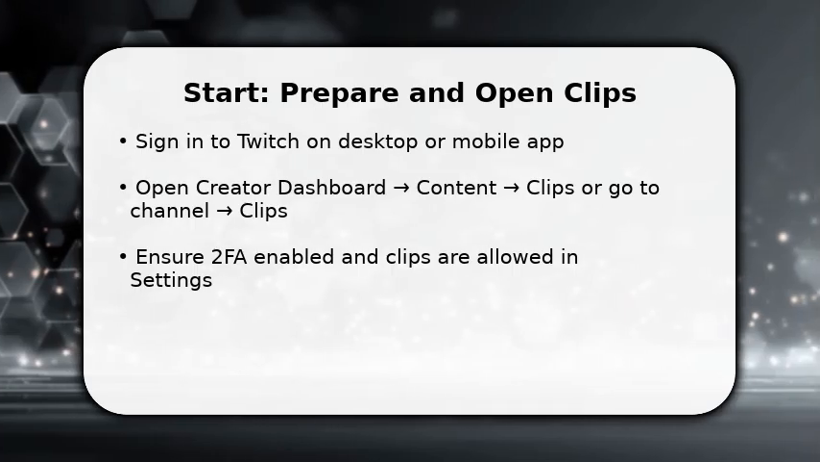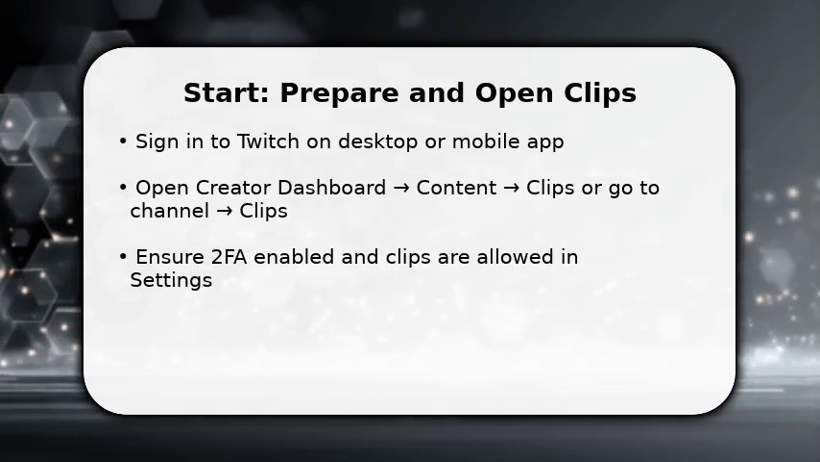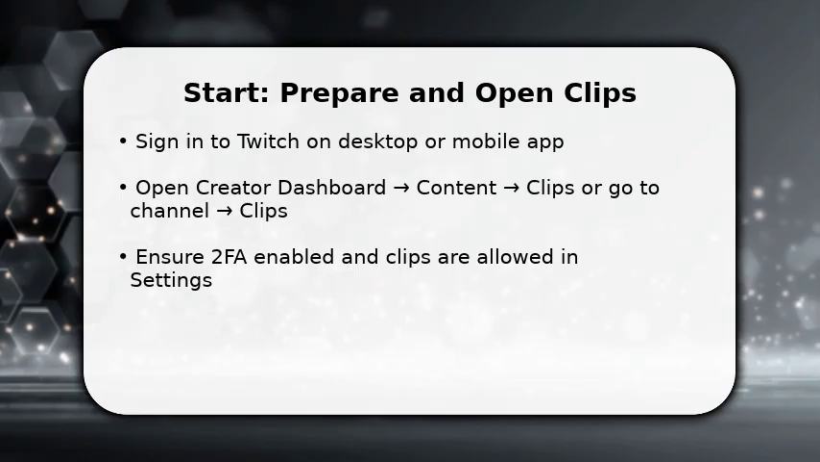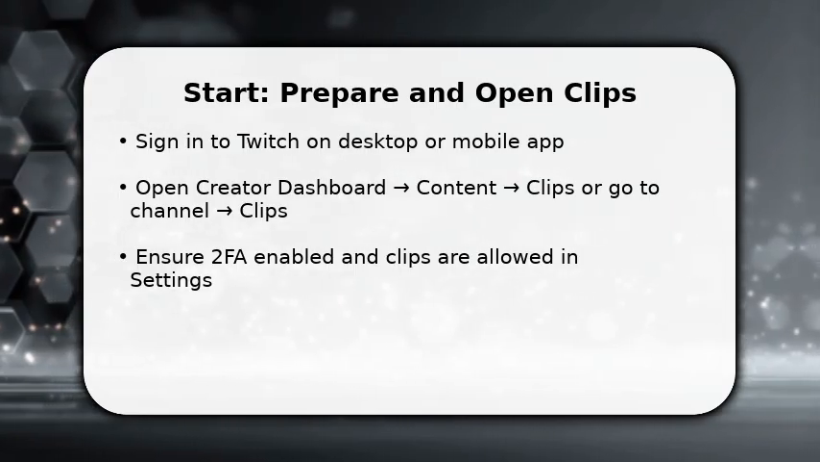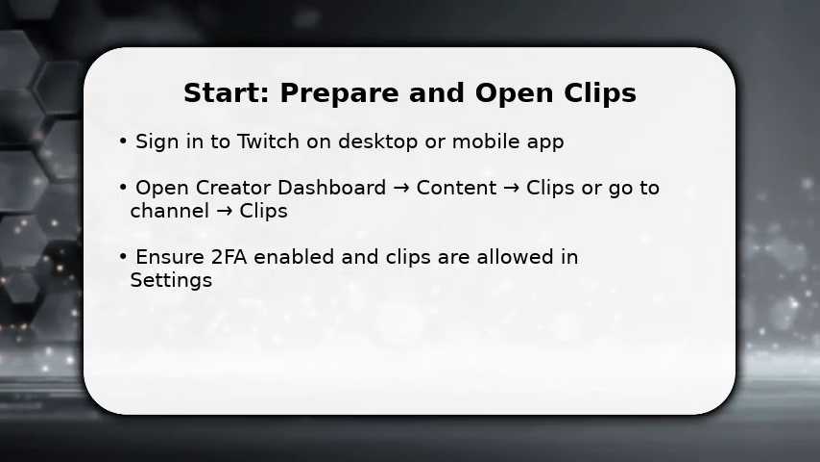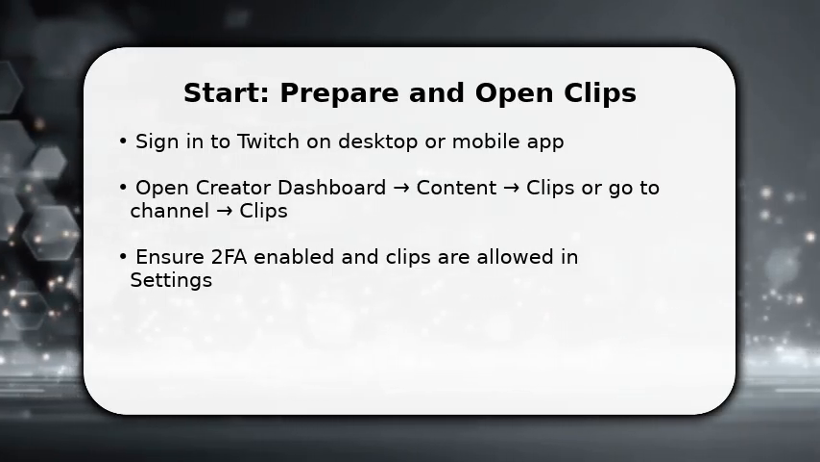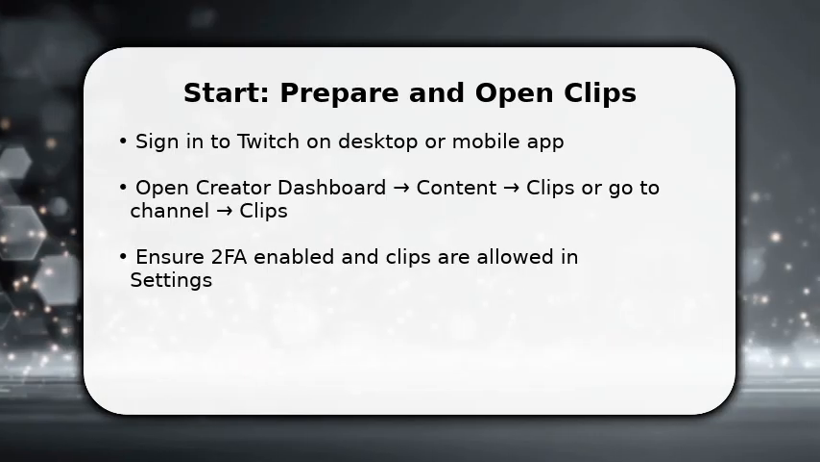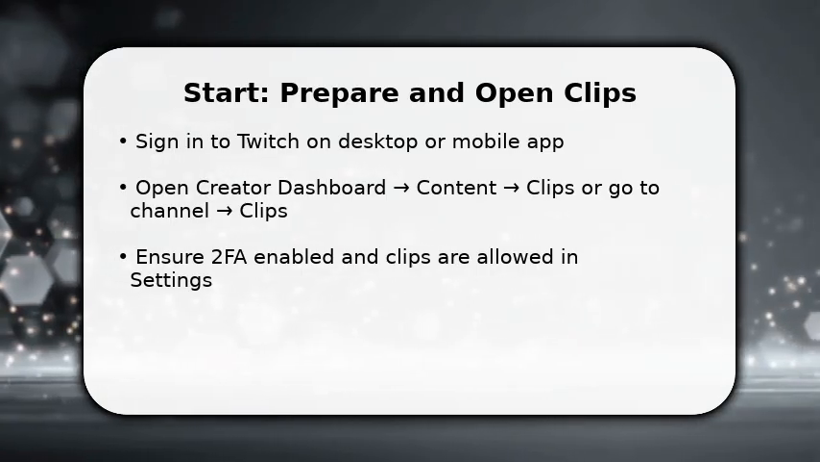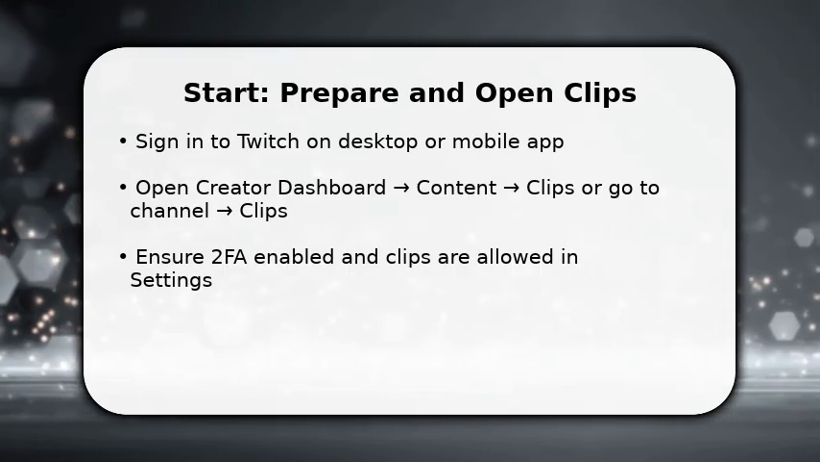Enjoy the video. You start by signing in to Twitch and confirming clips are enabled for your channel. That avoids permission gaps later. Once signed in on desktop, open Creator Dashboard, choose Content, then Clips. On mobile, open your channel and tap Clips. Make sure two-factor authentication is active and clip creation isn't disabled.